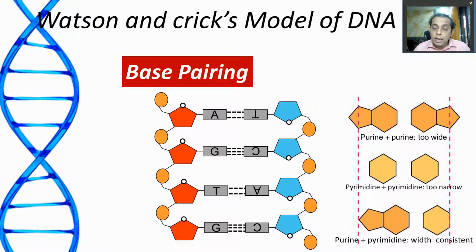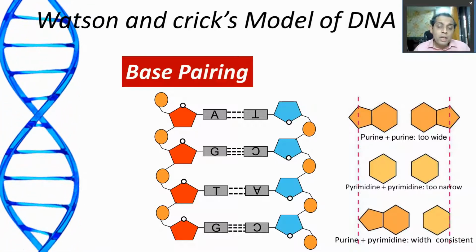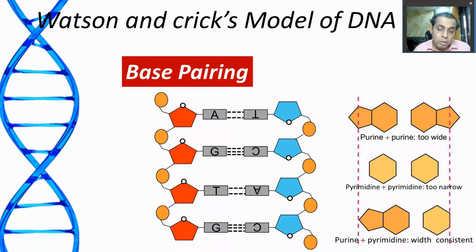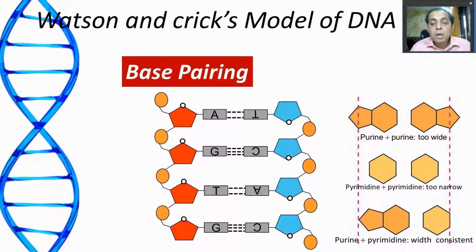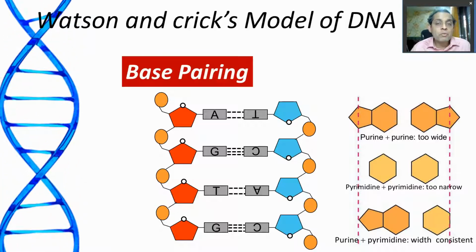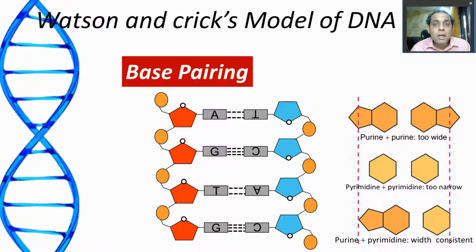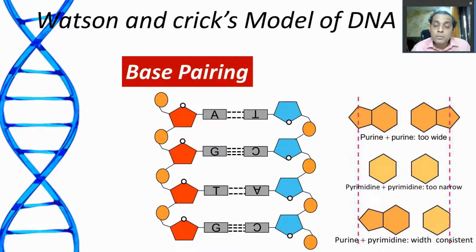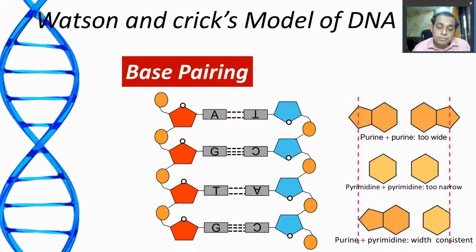It will make the DNA too wide. Two single ring molecules also cannot make a bond here in DNA, because again it will be too narrow for a DNA molecule. For a DNA molecule, the purines and pyrimidines should make a consistent width of the DNA. Remember, the two strands are spirally coiled around each other. The diameter of the DNA remains the same all the time.